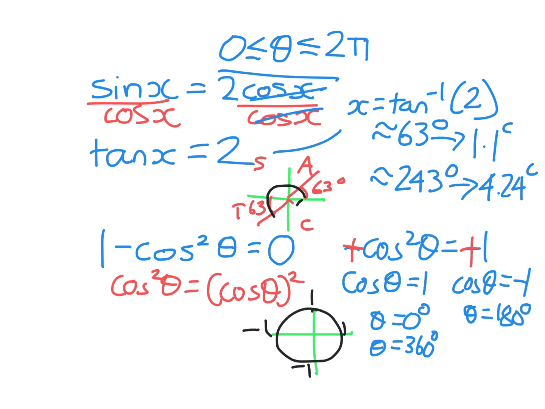So if I want to convert these to radians, as the question asked, you just times by pi over 180. 0 degrees is 0 radians, 360 is equal to 2 pi radians, and 180 is equal to pi radians. They are all the solutions, and we're done.